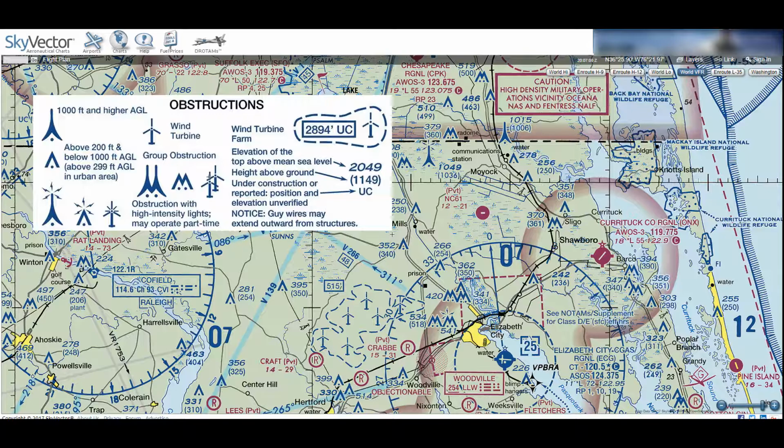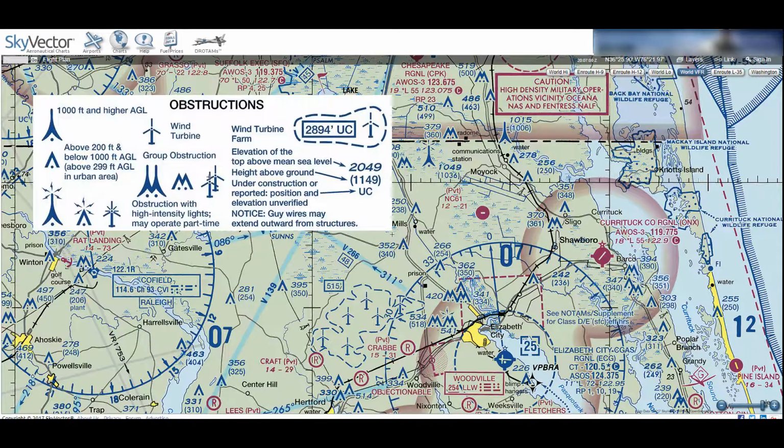The other major obstruction that is marked on sectionals are wind power turbines and wind farms. Individual turbines are marked with a turbine symbol, whereas wind farms are marked with several turbine symbols enclosed within a blue hashed line. If the obstacle has a warning light on it, then the symbol will have a series of lightning bolts shooting off the top, and if there's more than one tower or turbine, then there will be a cluster of symbols merged together.